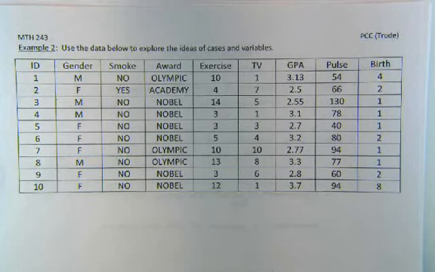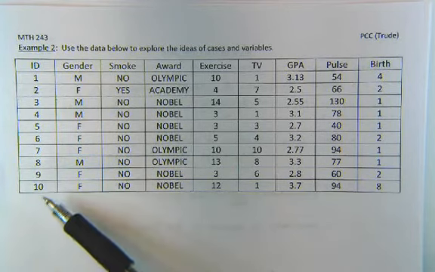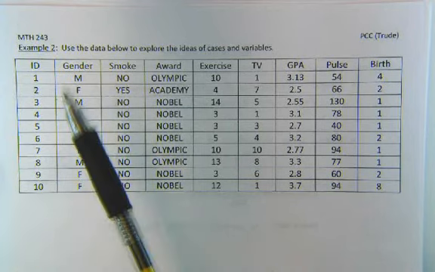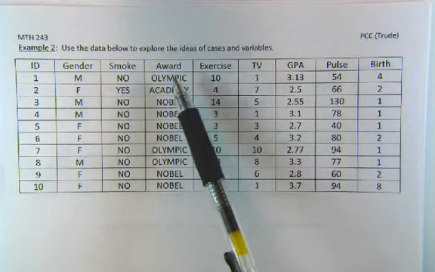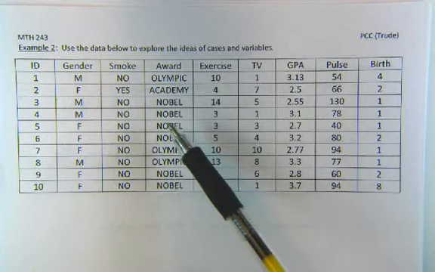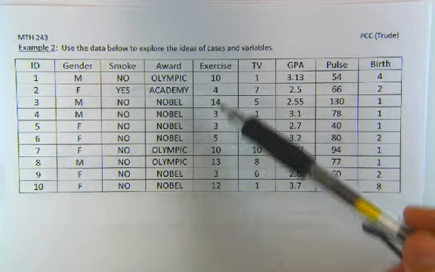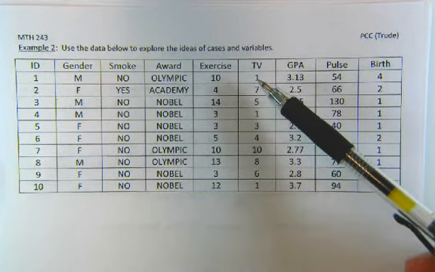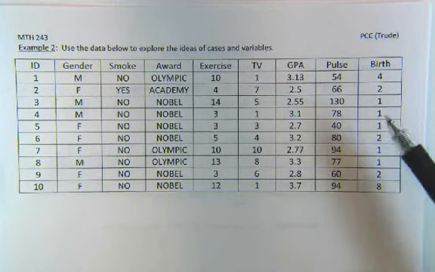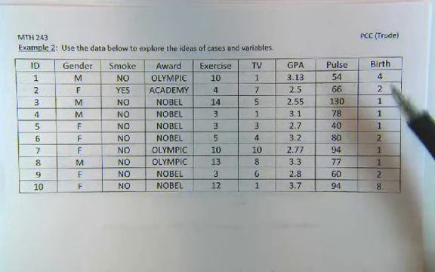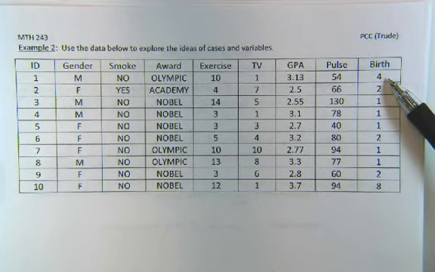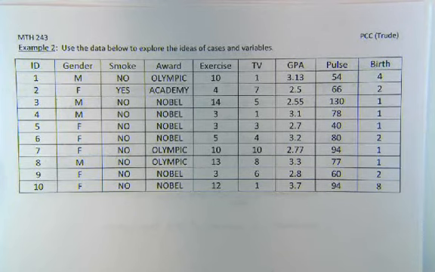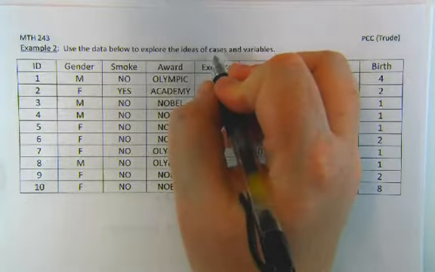So here's what some data can look like. This was collected from 10 students, and they answered questions on what gender they identify as, whether or not they smoke, if they could win an award, would they want an Olympic gold medal, Academy Award, or Nobel Peace Prize, how many hours per week they exercise, how many hours per week they watch TV, their GPA, they took their pulse over 1 minute, and then birth order, meaning like this is the fourth born, so they have 3 older siblings. So what we want to do when describing data is investigate the cases and the variables that are involved.